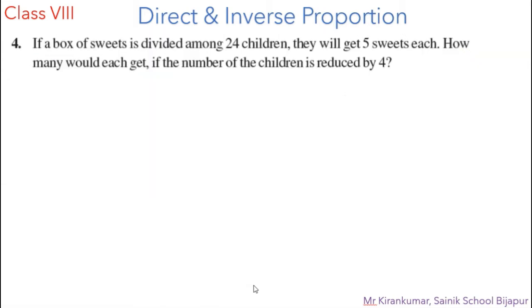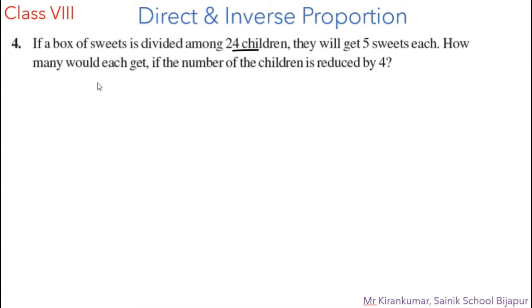Question number 4. If a box of sweets is divided among 24 children, they will get 5 sweets each. How many would each get if the number of children is reduced by 4?